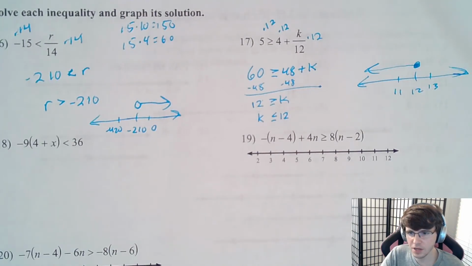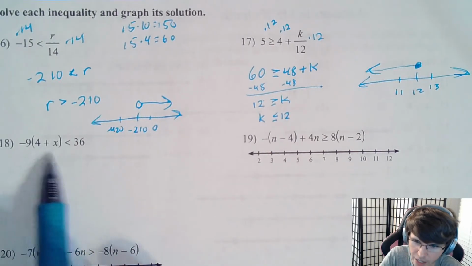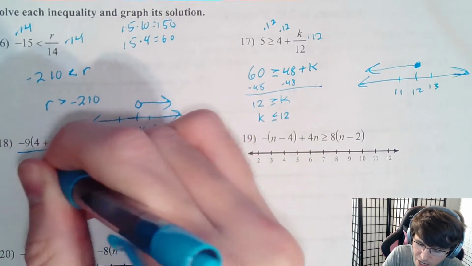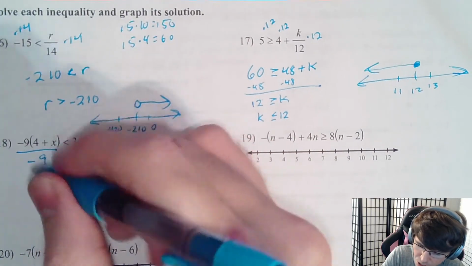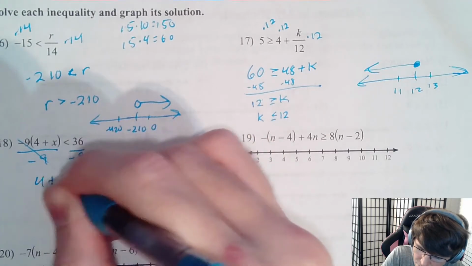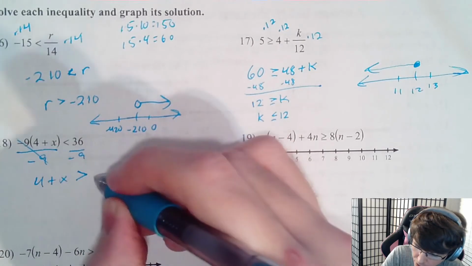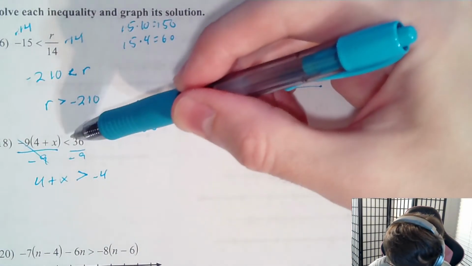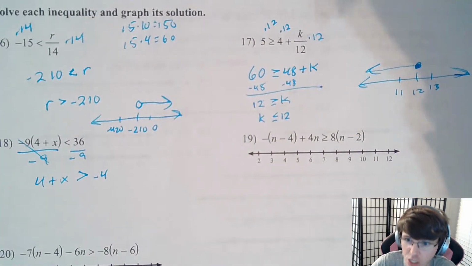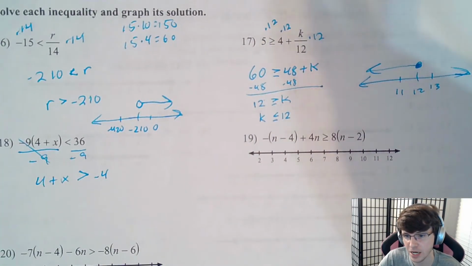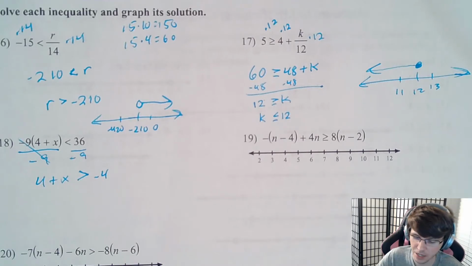So number 18, I'm going to show the shorter way of doing the question. If you distributed first and then added 36 to both sides, that's completely acceptable. However, your life will be slightly easier if you use that trick that I noticed. Because your whole side is being multiplied by -9, I can divide both sides by -9 at the start of the question to make the problem easier. 4 plus x is greater than -4. Notice that sign flipped direction. That was our first time that we multiplied or divided by a negative. Anytime you multiply or divide by a negative, gotta flip the sign.